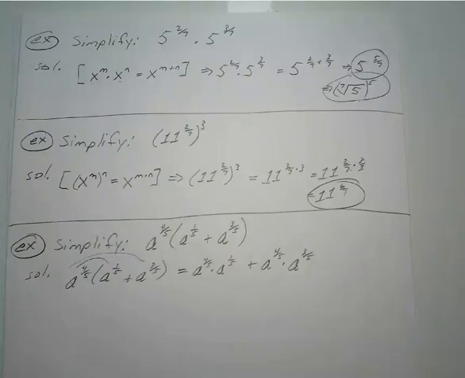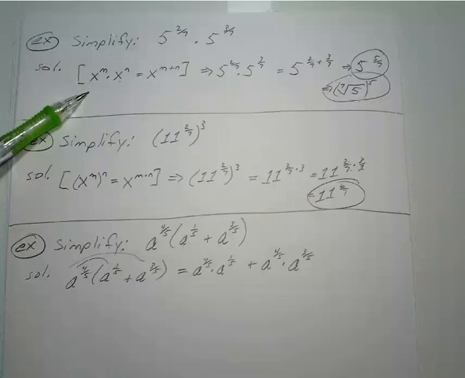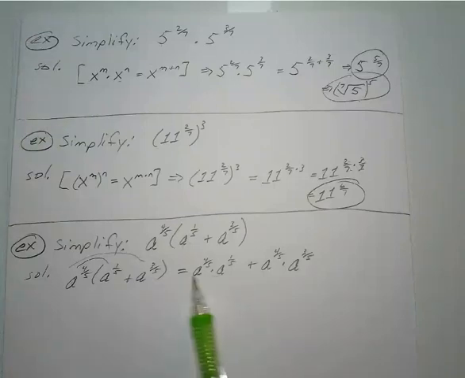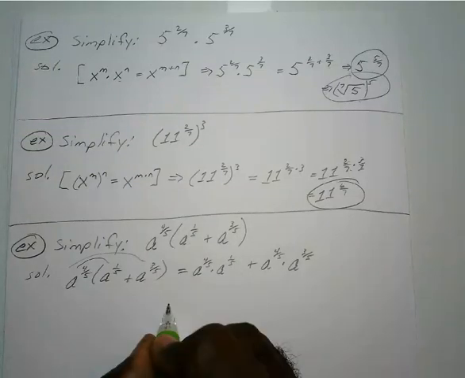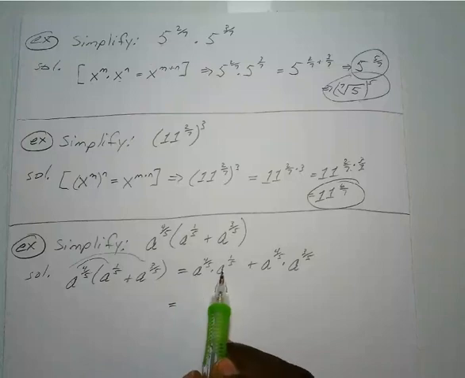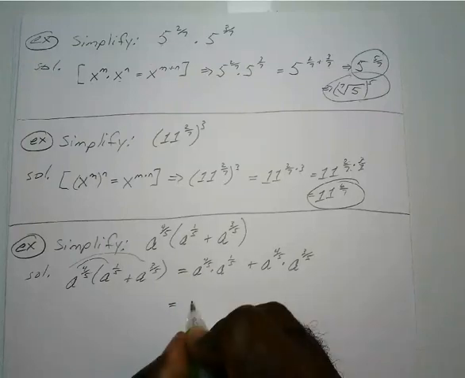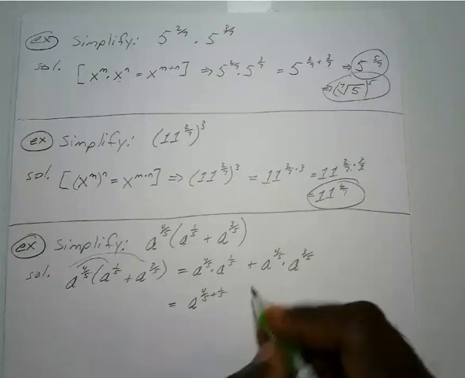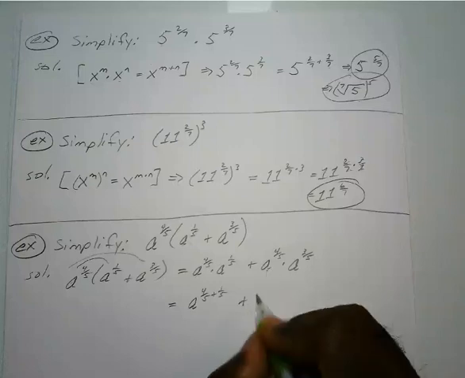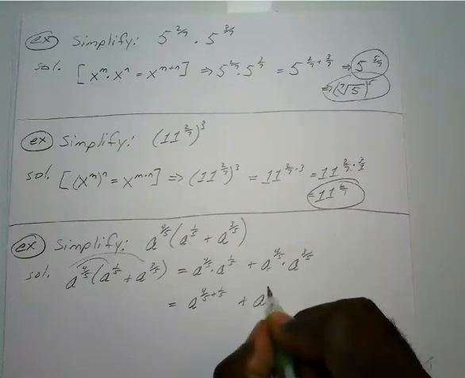Okay, so if you go back up to our first example, if you multiply two factors with the same base, you just add the exponents. So same thing up here. If you have the same base with both a, you just add your exponents. So you have a to the 4/5 plus 1/5 plus, same base here, a to the 4/5 plus 3/5 power.